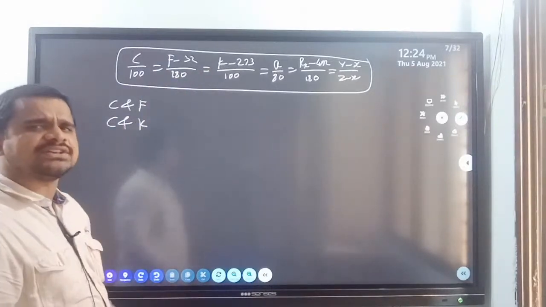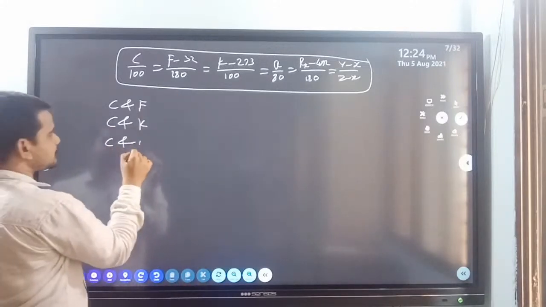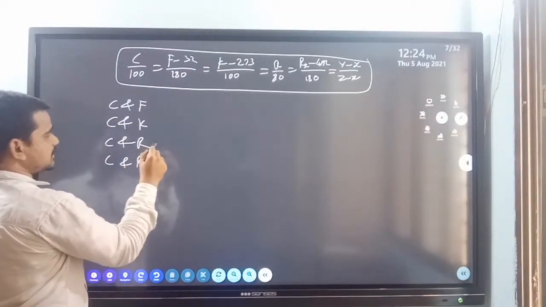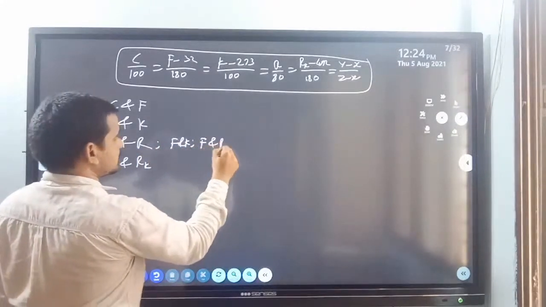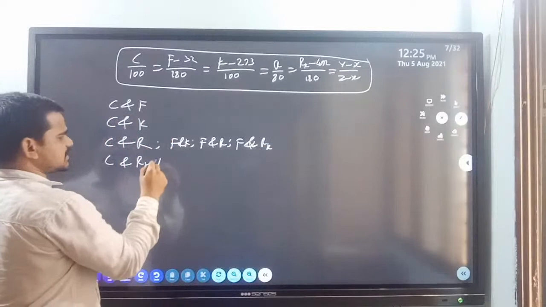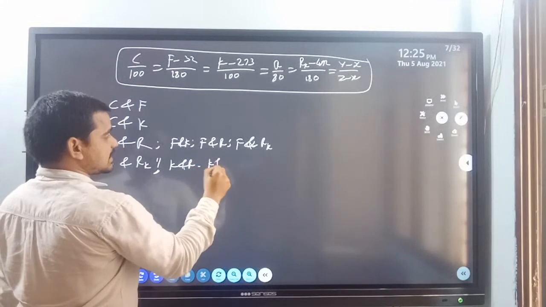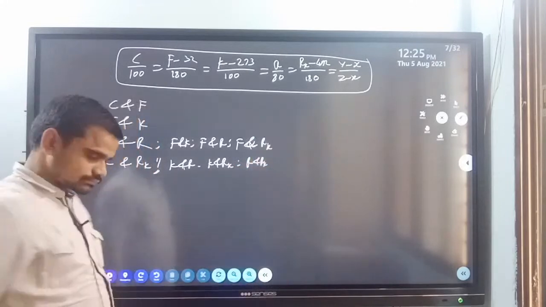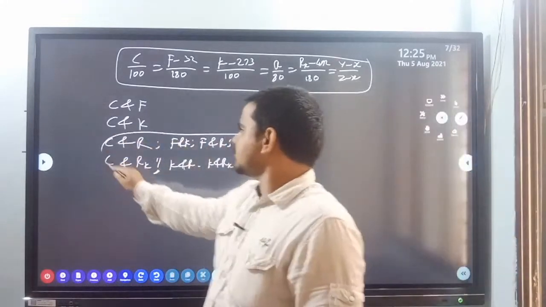Now you practice for different graphs, different physical quantities. In this sense, you can draw a graph between C and R. You can draw a graph between C and RK. Or you can draw a graph between F and K, F and R, or F and RK. Like this, many graphs here. Not only this, you can draw a graph between K and R, K and RK, and R and RK. Okay? In this way, if you practice all these graphs, enough.